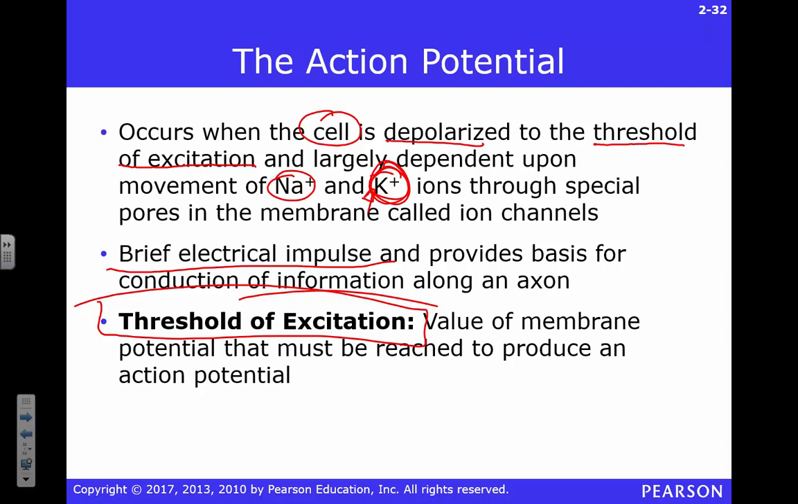How many of you have ever been on a roller coaster? Threshold of excitation is when they release you at the top. Up until that point, things can happen. You can stop. Once you are at the top and they let you go, it's gravity from there. And there's nothing you can do but scream, vomit, and wet your pants until it stops.